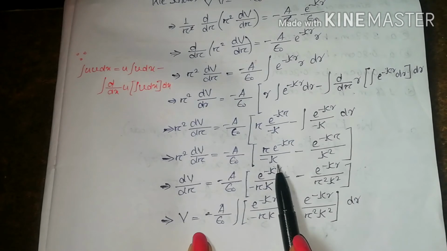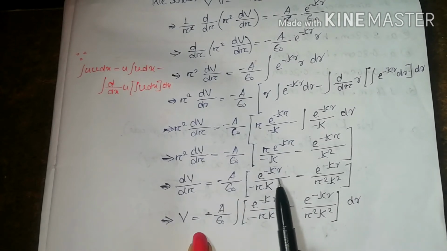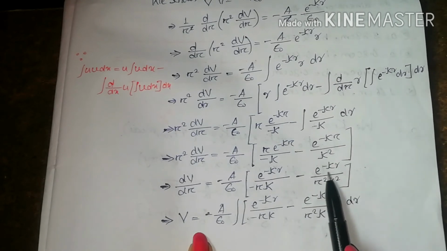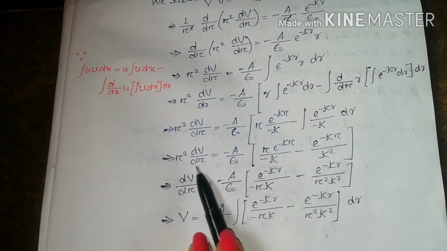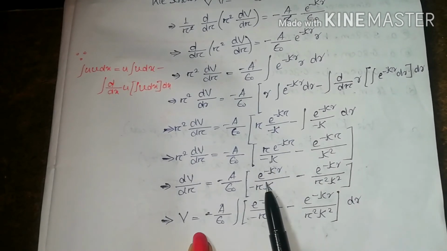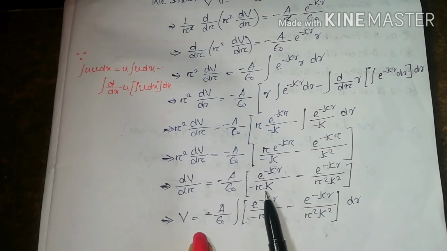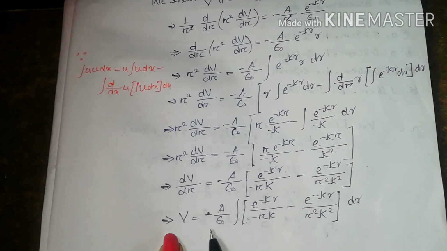If we bring r square to this side, one r will cancel with this r, and we will have e to the power minus kr by minus rk, minus e to the power minus kr by r square k square. This r square, on bringing it to the right-hand side, comes to the denominator, and the numerator has one r, so it gets cancelled. So we have only one r in the first term in the denominator. Now finally, integrating both sides again, we have minus a by epsilon naught as a constant and this complete integration.